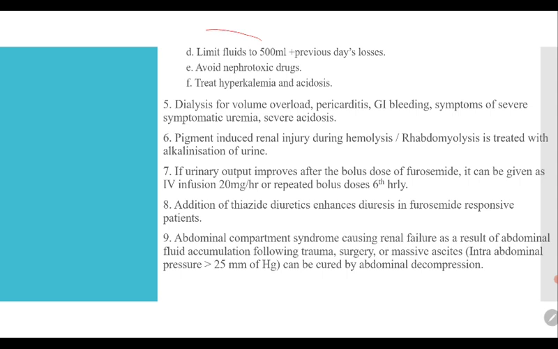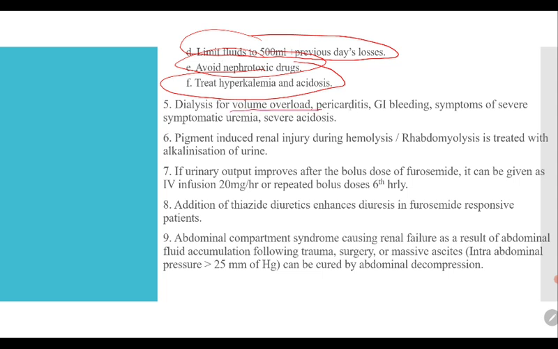Then limit fluids to 500 ml plus previous daily losses. Avoid nephrotoxic drugs, treat hyperkalemia and the acidosis. Dialysis for volume overload, pericarditis, and GI bleeding due to uremic gastritis. Symptoms of severe symptomatic uremia, severe acidosis, you can go for dialysis.